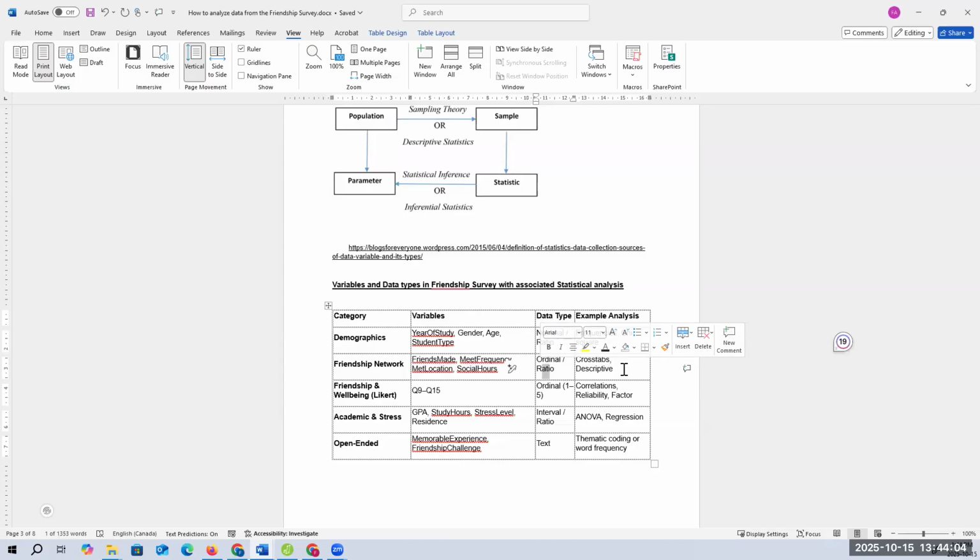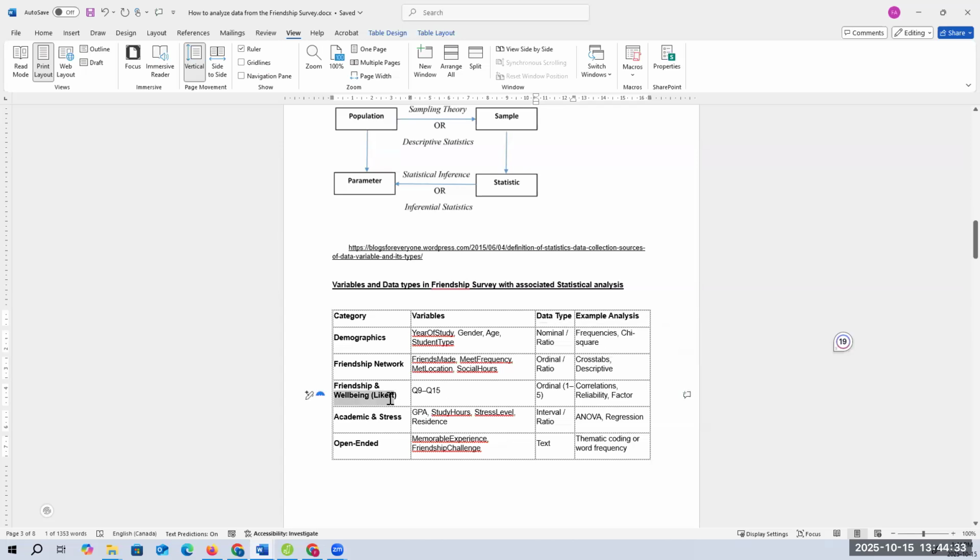So frequency of friends made: out of 60 students, how many said how many friends they made during university, right? I think maybe we could say 54 said they made 4 friends during university, whereas two said they made three, and so forth, right? And so that would be a frequency. And then you would have bar plots for that.